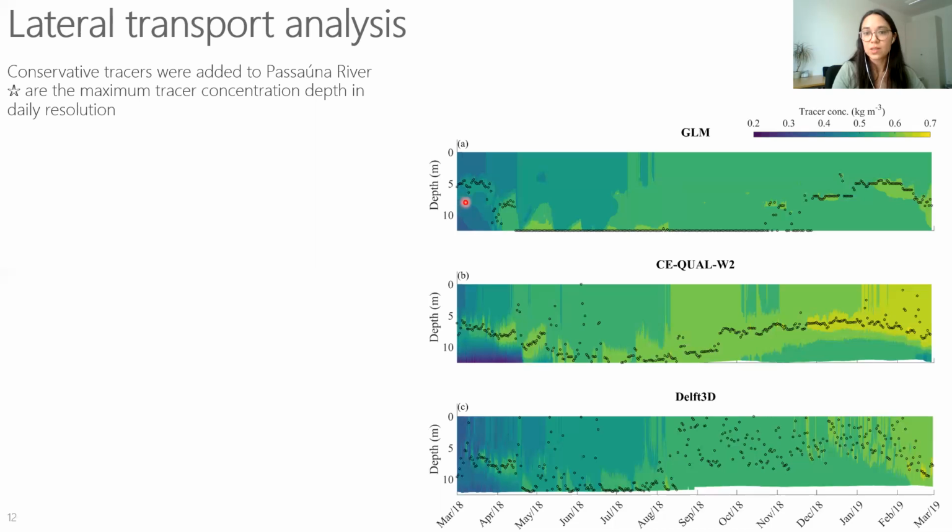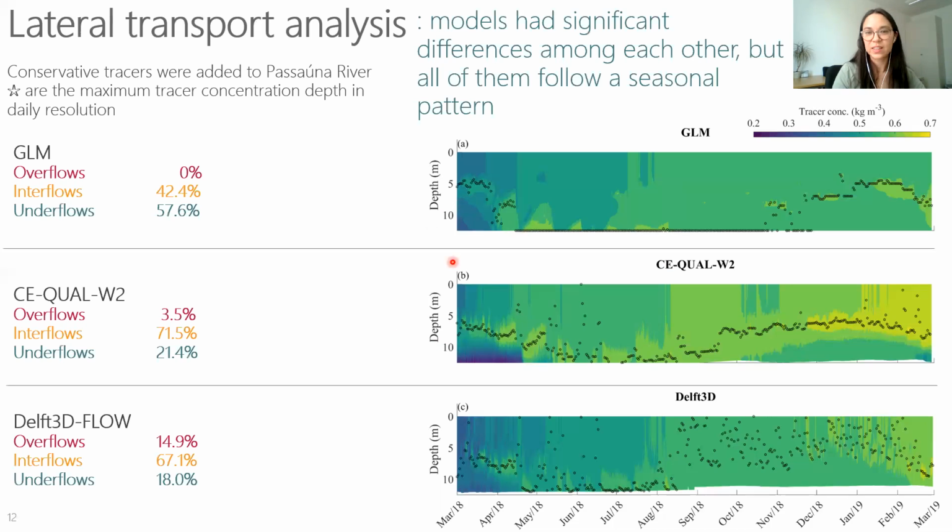So here we consider a density current as an underflow when the maximum concentration is really at the bottom, so the flow is going along the bottom. Interflows were in middle depths. It is an overflow when the maximum concentration was really at the surface. Then looking in general, they all have a similar seasonal behavior, starting with interflows, underflows, and then inter or overflows.